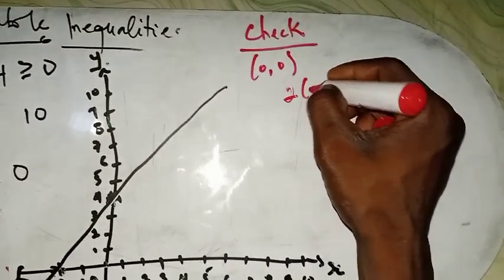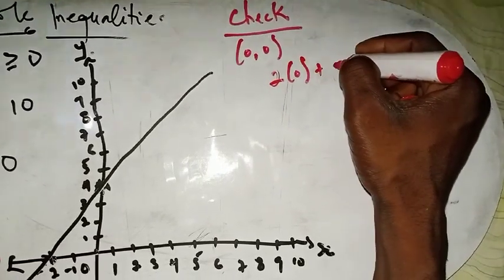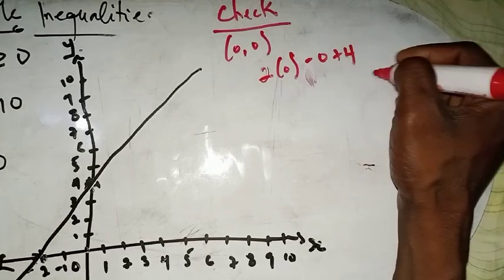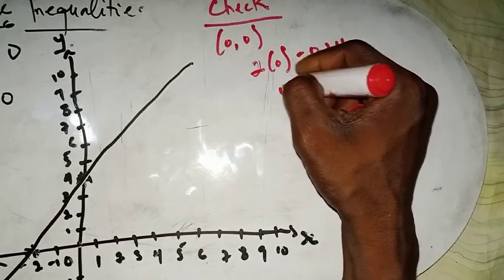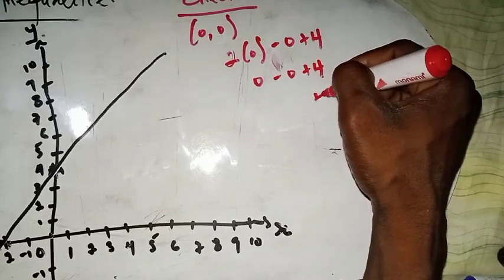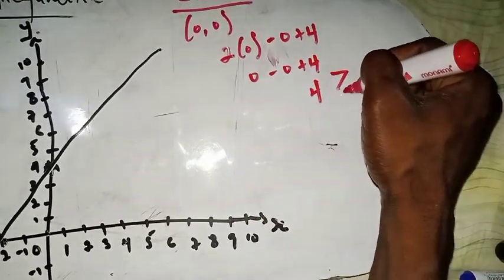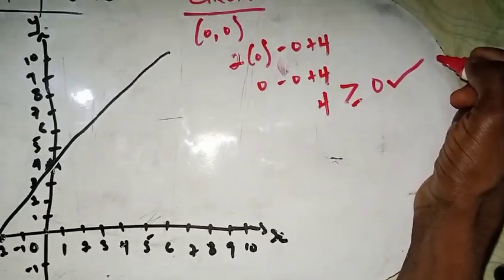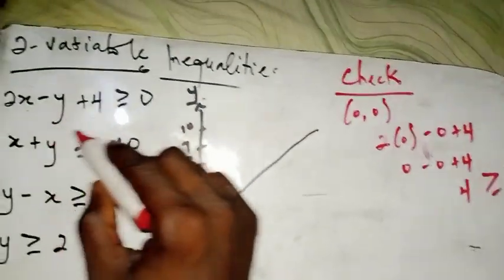You have 2 comma 0 and then plus minus, so minus 0 and then plus 4. So let's check. We are going to have 0 here, minus 0 and then plus 4. So the answer here is going to be 4. Of course 4 is greater than or equal to 0. Is that okay? So this is correct. Does it make sense? That is the inequality here.